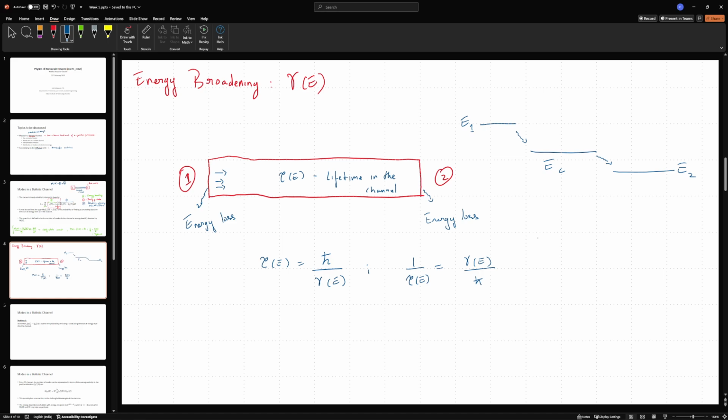Now, what will this do to my energy level? So what happens because of energy broadening? What essentially happens is the following.